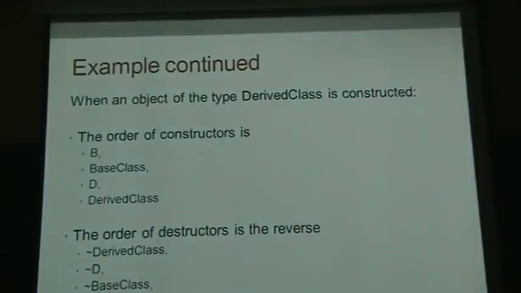And then what order do the destructors run when this object goes away? It's always the reverse of the constructors. So that's a popular C++ job interview question. They'll give you some little snippet of code and say, what order will the destructors run in? And what you have to do is figure out what order the constructors run in, and then reverse it.